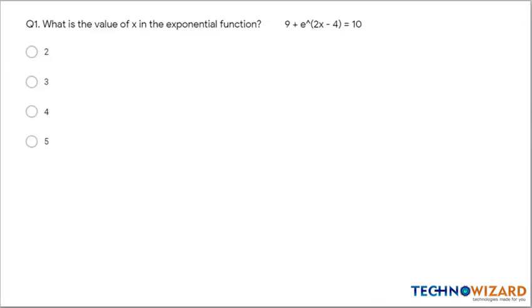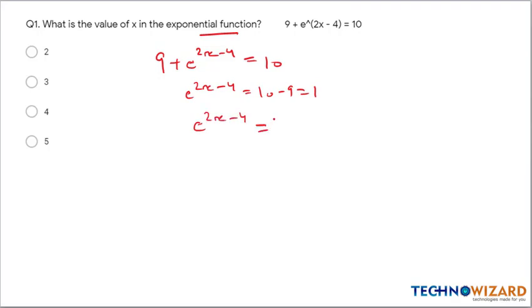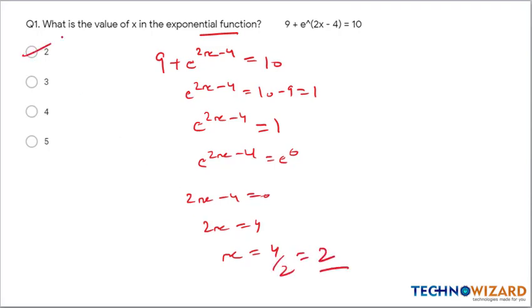Question number 1. What is the value of x in the exponential function 9 plus e to the power 2x minus 4 is equal to 10? I am taking 9 to the RHS, which gives 10 minus 9 equal to 1. Therefore, e to the power 2x minus 4 is equal to 1. We know that e to the power 0 is always 1. On comparing, 2x minus 4 is equal to 0, 2x is equal to 4, x will be equal to 4 upon 2, that is 2. Therefore, option A is the correct answer.